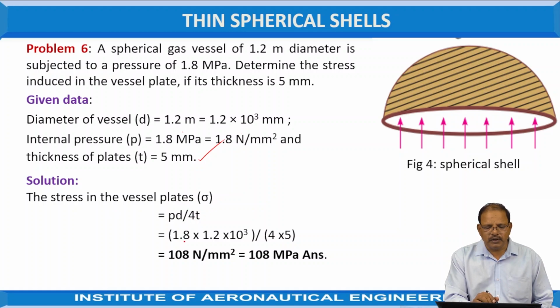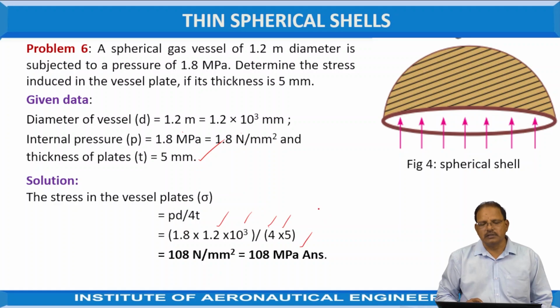Where P is equal to 1.8 Newton per mm square, D is equal to 1.2 meters, which is 1.2 into 10 to the power of 3 mm, divided by 4 into T equal to 5. From this relation, we get 108 Newton per mm square, or 108 megapascal.